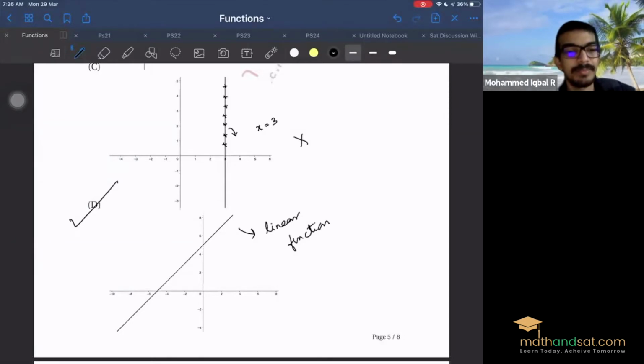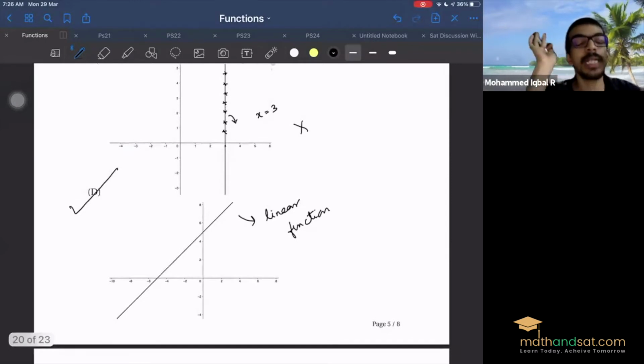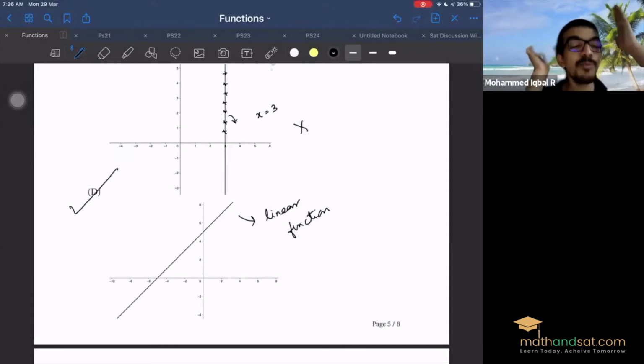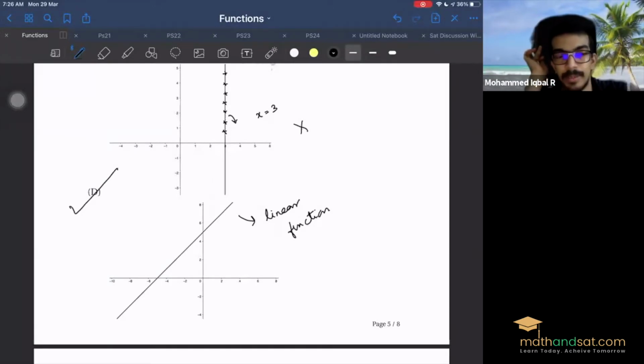Cool. Shall we move on to the next question? So by looking at the graph of a function, how can you know that it's linear? It has to be a straight line. But remember, if you have a vertical line, it is not a function, because one input is taking multiple outputs. It cannot be a function in the first place.